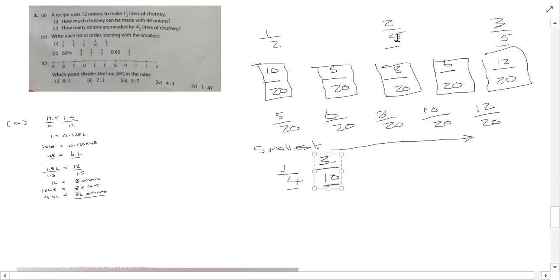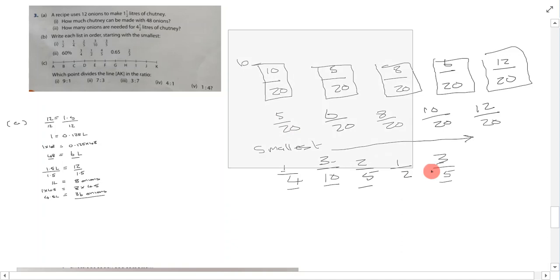What's the next one? 8, so it's going to be this one. The next one then is 10, so it's going to be this one. And the last one then is this one. So if you take the original fractions that we started off with, this is the arrangement from smallest to largest, like so. So that's question B. And that's how you do that one.